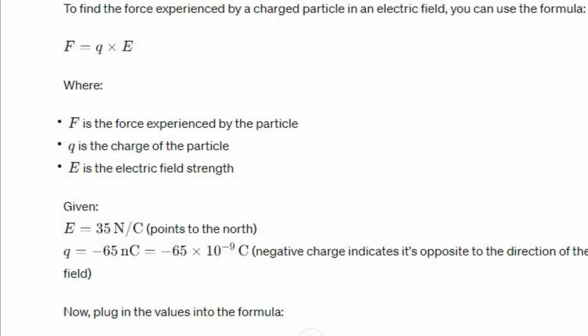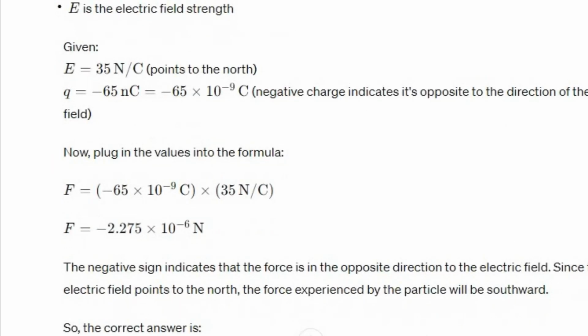The negative charge indicates it is opposite to the direction of the field. Now plug the values into the formula. F equals minus 65 multiplied by 10 raised to power minus 9 C multiplied by 35 N/C. Force equals minus 2.275 multiplied by 10 raised to power minus 6 N.